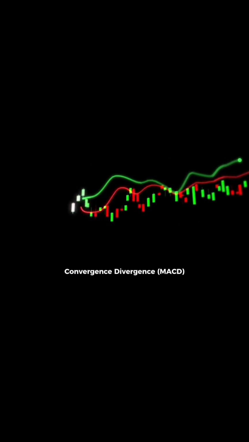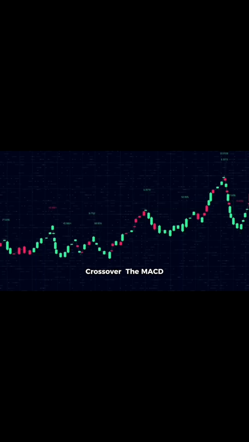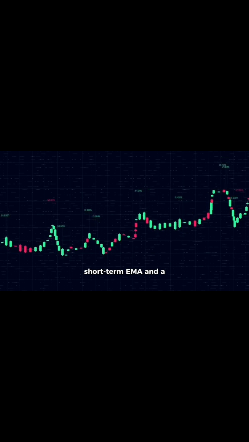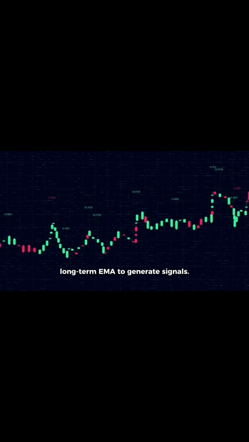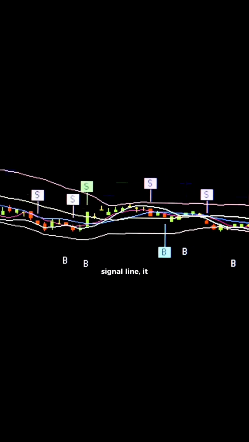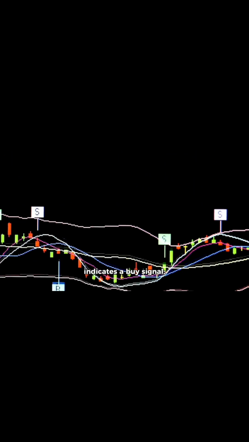4. Moving average convergence divergence (MACD) crossover. The MACD indicator uses the difference between a short-term EMA and a long-term EMA to generate signals. When the MACD line crosses above the signal line, it indicates a buy signal. When it crosses below, it signals a sell.